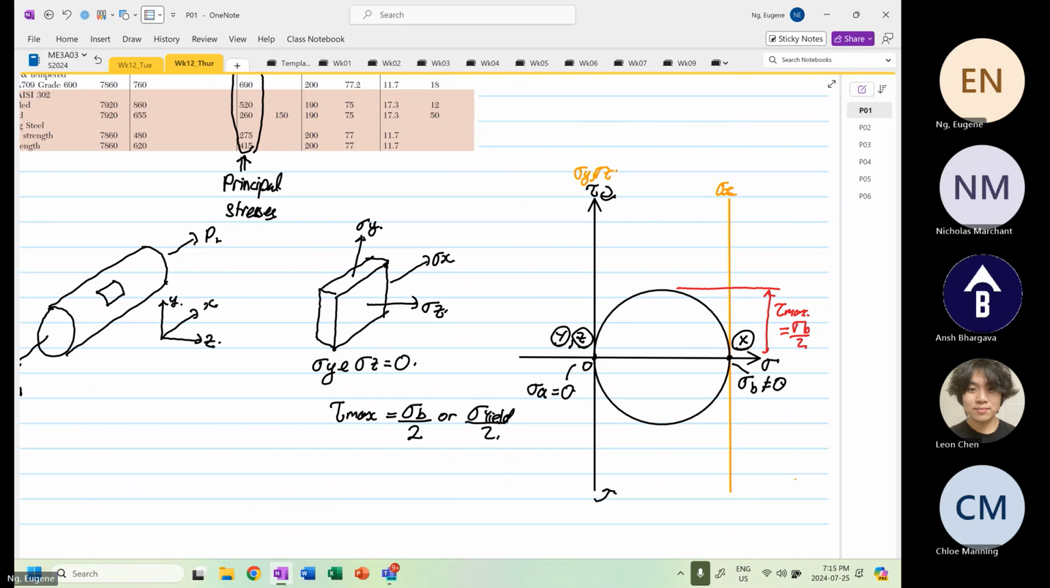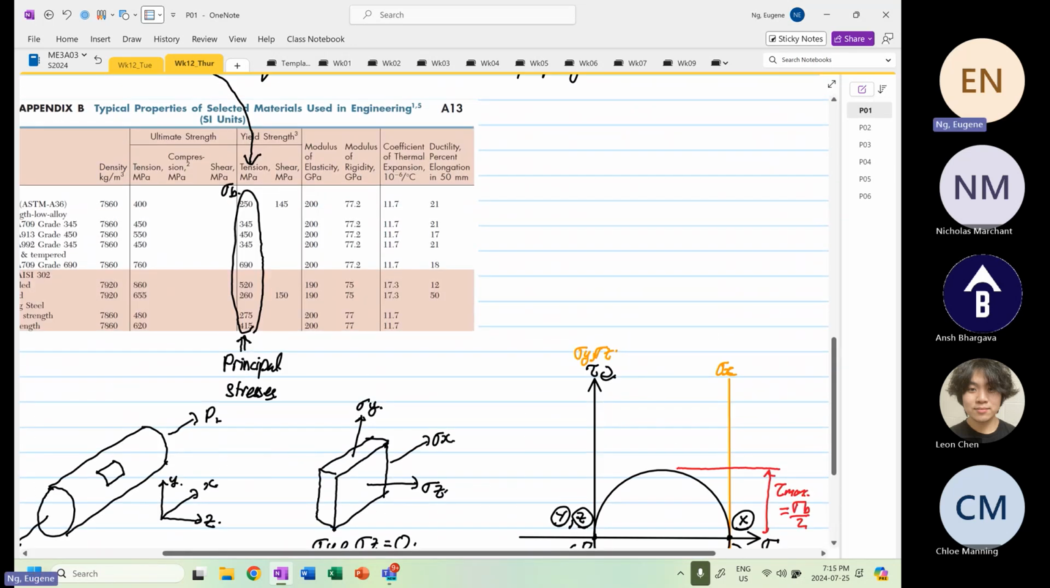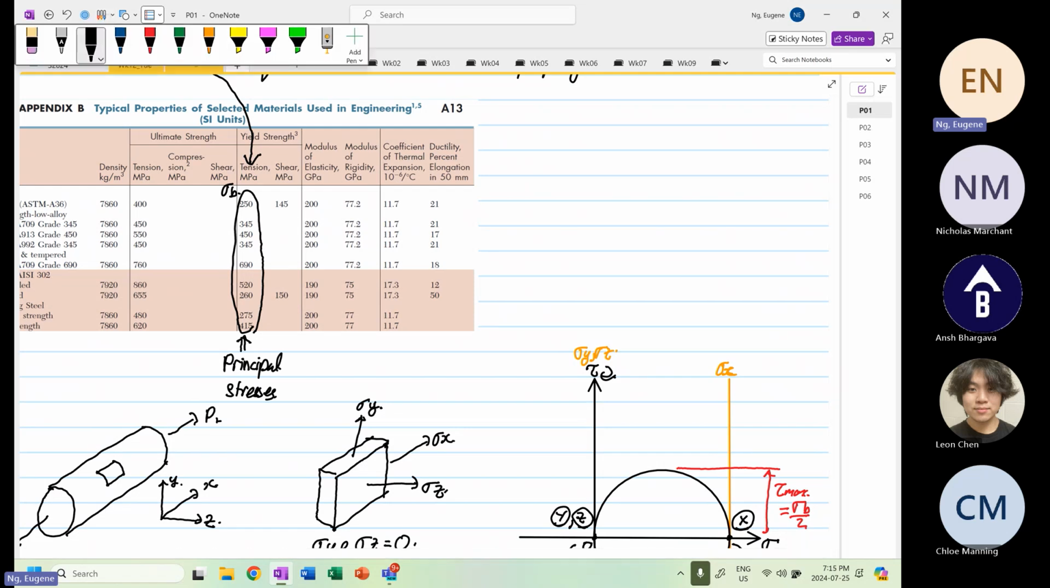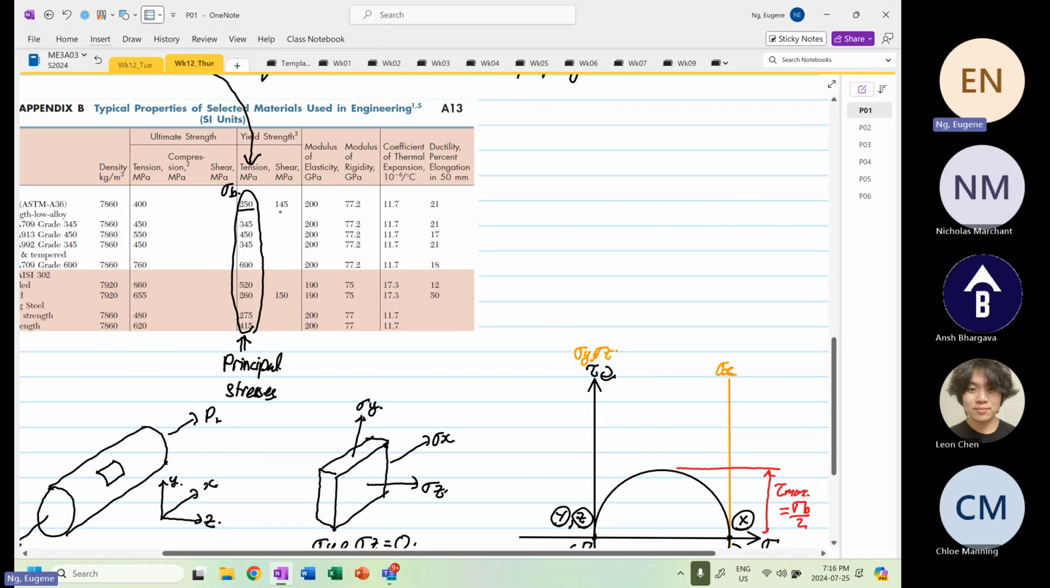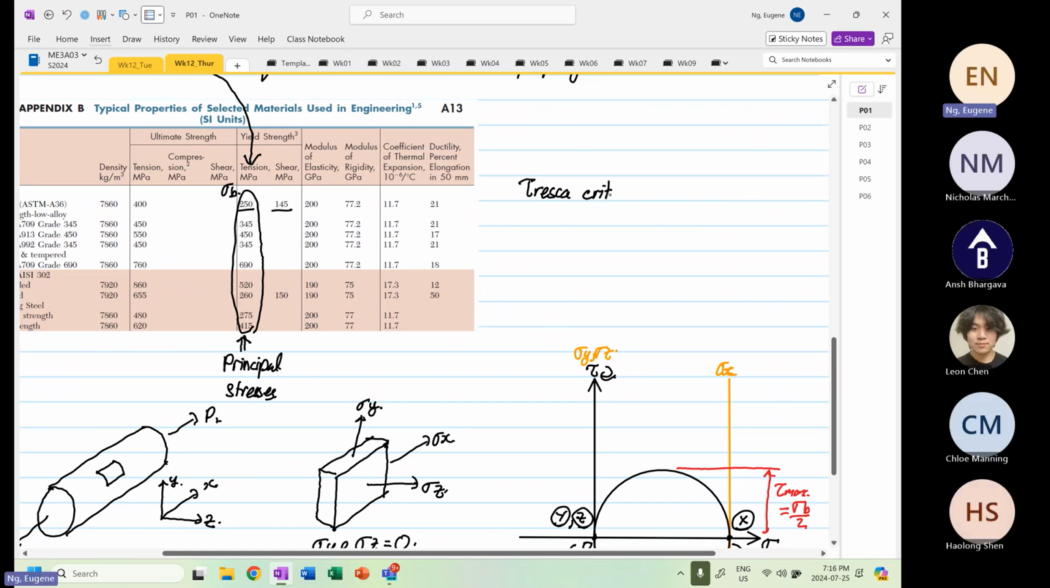Now you can visualize this, and that is why in the Tresca criteria, which I mentioned before, if you look at this particular steel, in tension it is 250, in shear it is 145. If you did not measure the 145, let's say you did not measure in shear, when you use the Tresca criteria, you can take tau max is equal to 250.